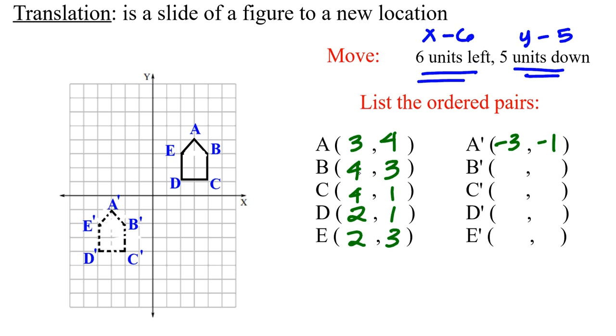With that in mind, I could look at this 4 and say 4 take away 6 is -2. 2 take away 6 is -4. So I know that those are those locations. Same thing with the y. 3 minus 5 is -2. 1 minus 5 is -4. And again, 3 minus 5 is -2. So we have all the points there which we could find.